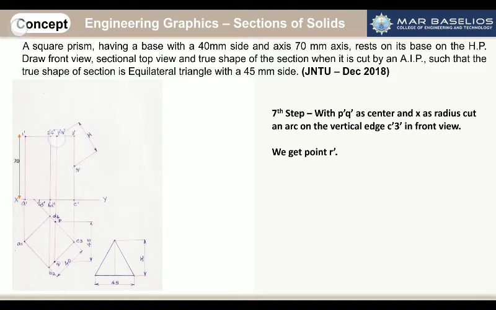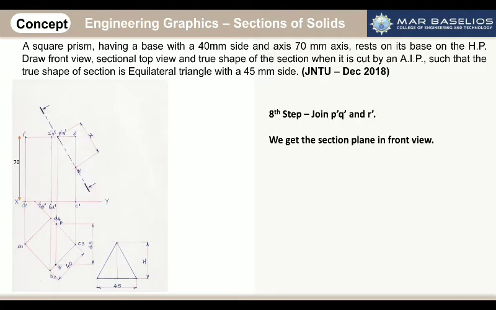So with P dash Q dash as center and x millimeters radius, you cut an arc on the vertical edge C dash 3 dash, you will be getting point R dash. For getting the section plane, you just join P dash, Q dash and R dash, you will be getting our section plane. Once you are getting point R dash, you have to project it towards the top view also. That point will fall exactly on point C3 itself. So now you are having section points in the front view, that is P dash, Q dash and R dash, and section points in the top view, that will be P, Q and R here.